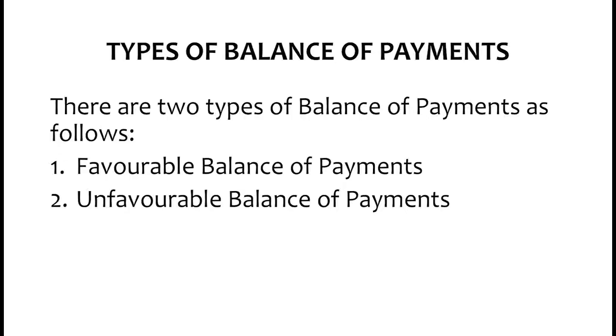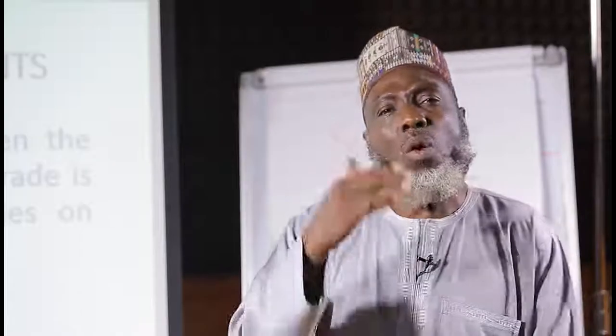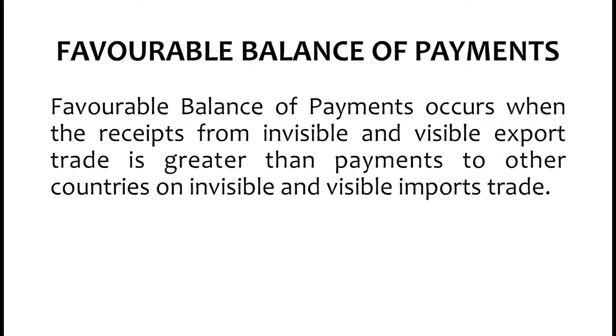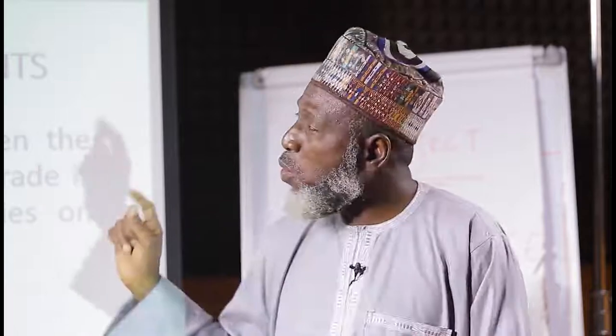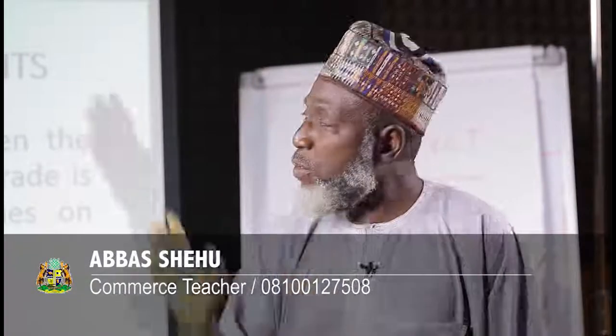Now we go to the types of balance of payments. There are two types of balance of payments. Number one is known as favorable balance of payment, and the second one is known as unfavorable balance of payment. Now, what do we mean by favorable balance of payment? A favorable balance of payment occurs when the receipts from visible and invisible exports are greater than payments to other countries. Mind you, when we're talking about balance of payment, we're talking about payment.